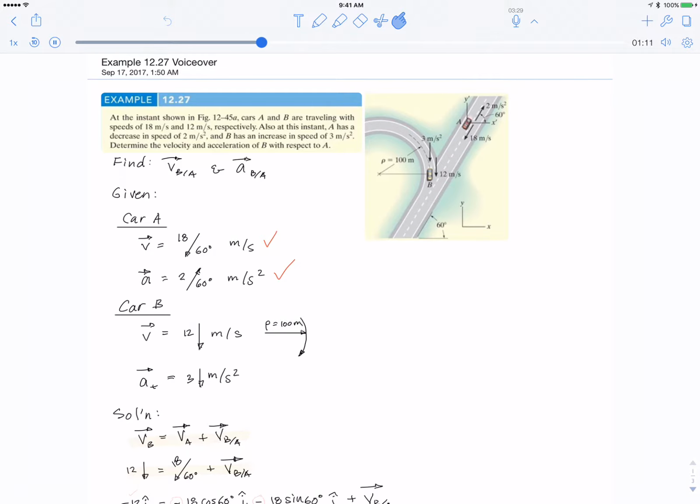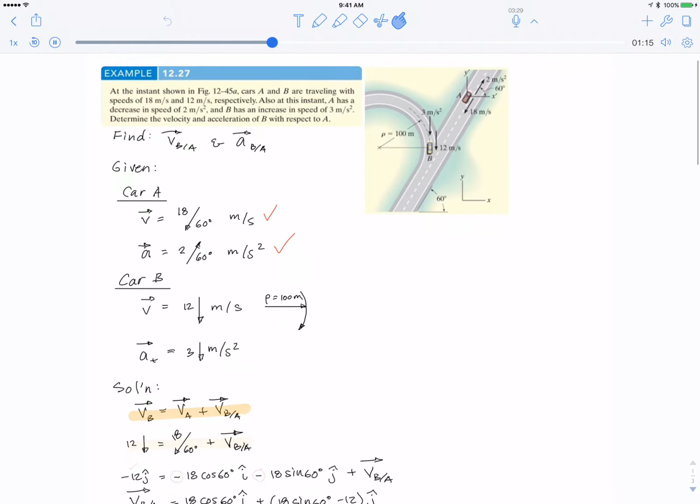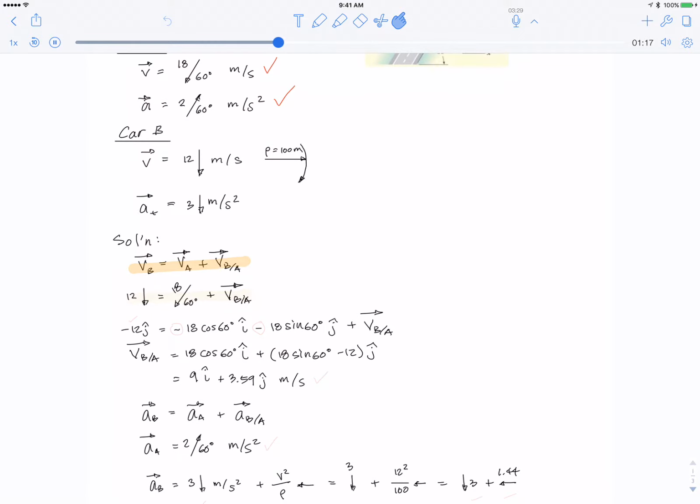So again, the appropriate equation is B equals A plus B relative to A. If it had asked for what's A relative to B, you would have had to have used A equals B plus A relative to B. And so here you can see I've written in vector form what you need to do.